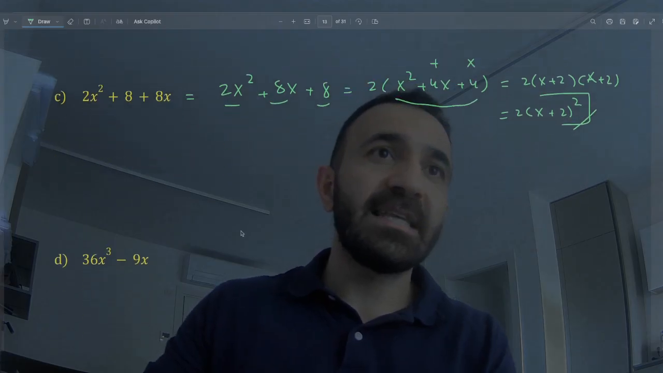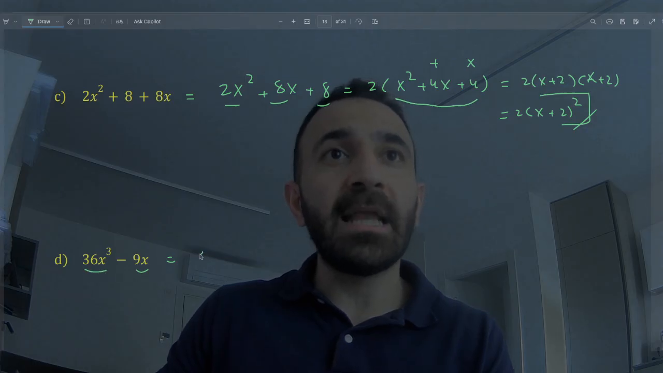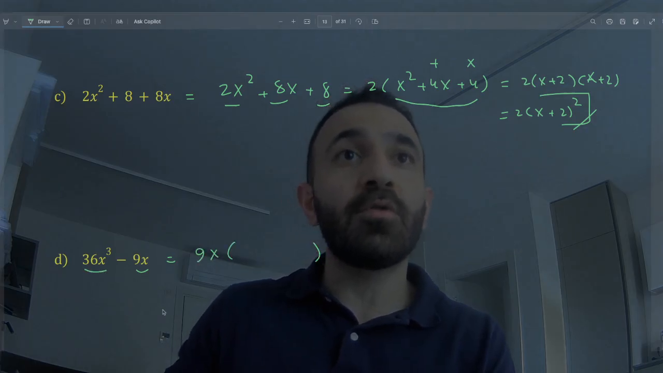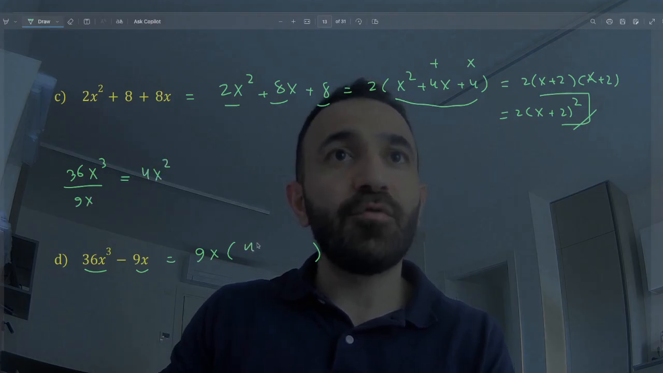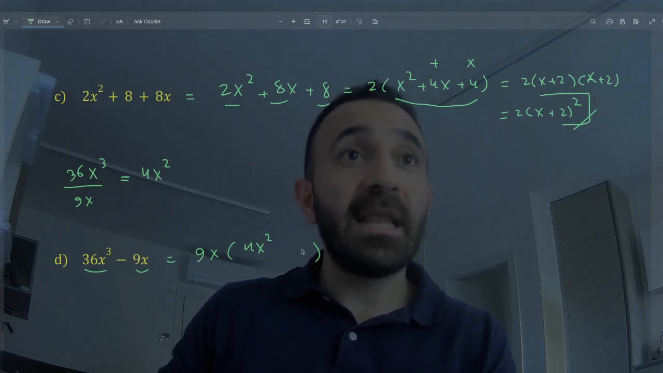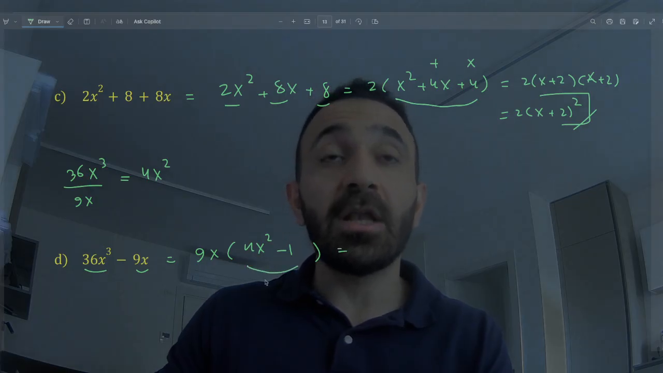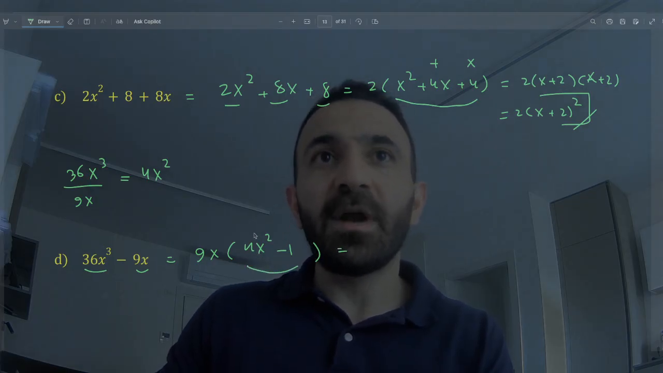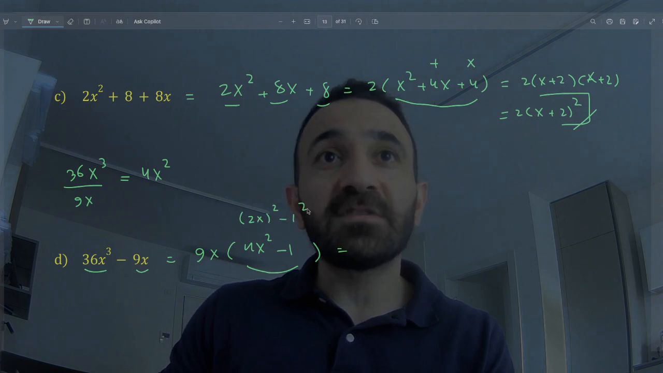What about this case here? What do both of them have in common? They have a 9x in common. Again, to find the value inside the parentheses, 36x squared divided by 9x is 4x, and minus 9x divided by 9x gives you minus 1. Am I done? I think not yet. Why? Because 4x squared is (2x) squared, and 1 is (minus 1) squared.